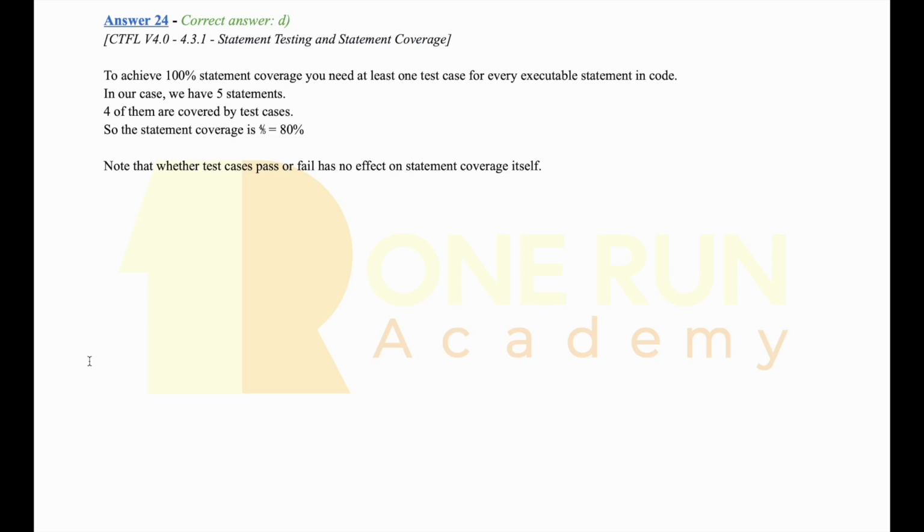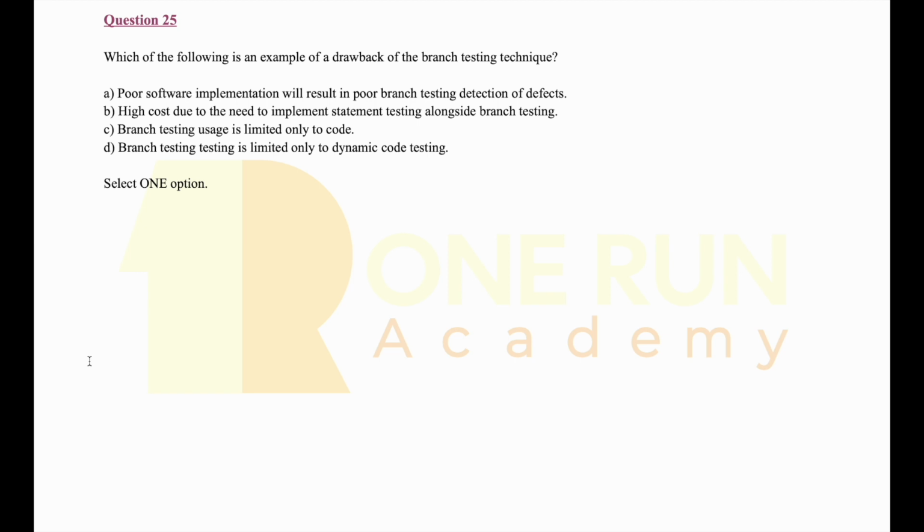Okay, so question number 25 is about finding which of the following options represent a drawback or a disadvantage of branch coverage testing. And as usual, 4 options are provided. A. Poor software implementation will result in poor branch testing detection of defects. B. High cost due to the need to implement statement testing alongside branch testing. C. Branch testing usage is limited to only code. And D. Branch testing is limited only to dynamic code testing.